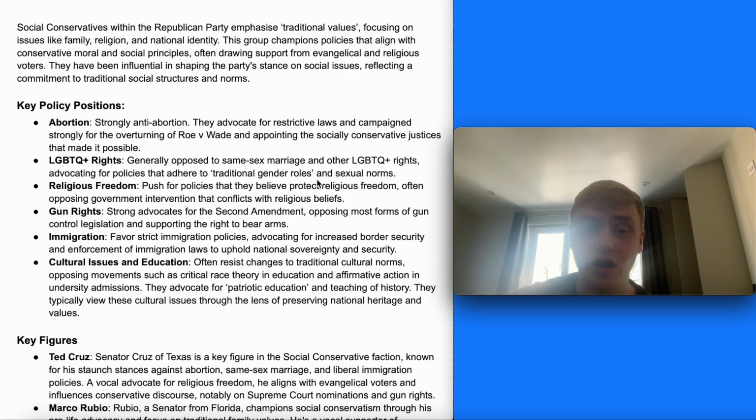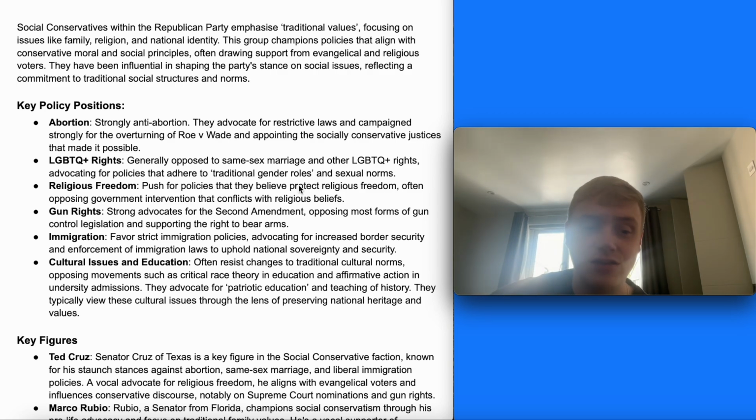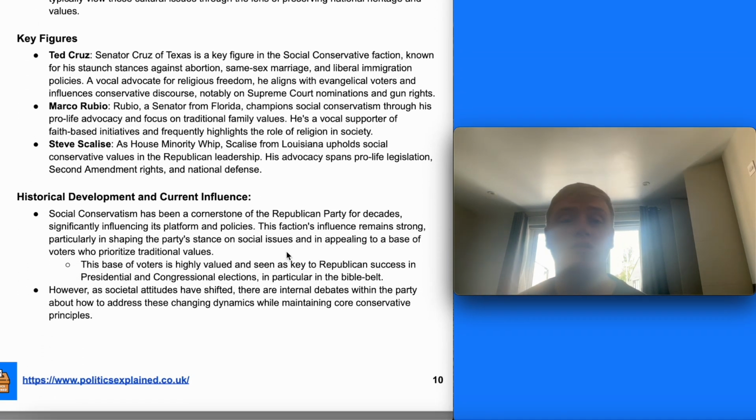They advocate for patriotic education and teaching of history, and view these cultural issues through the lens of preserving national heritage and values. Key figures include Ted Cruz, who's a senator and known for his staunch stances against abortion, same-sex marriage, and liberal immigration policies. He's a vocal advocate for religious freedom and aligned with evangelical voters and influences conservative discourse, notably on Supreme Court nominations and gun rights.